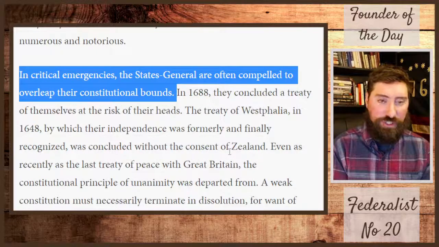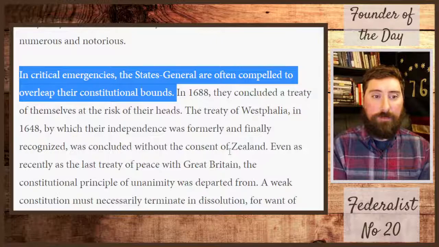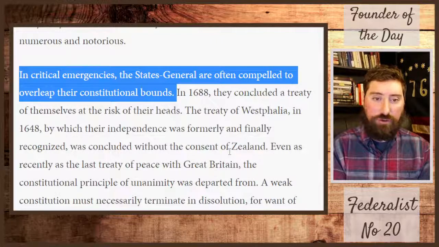"In critical emergencies, the States General are often compelled to overleap their constitutional bounds."